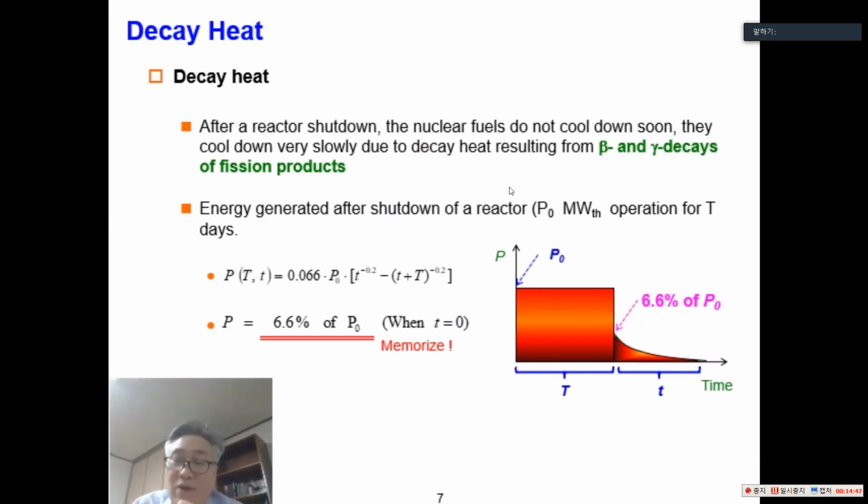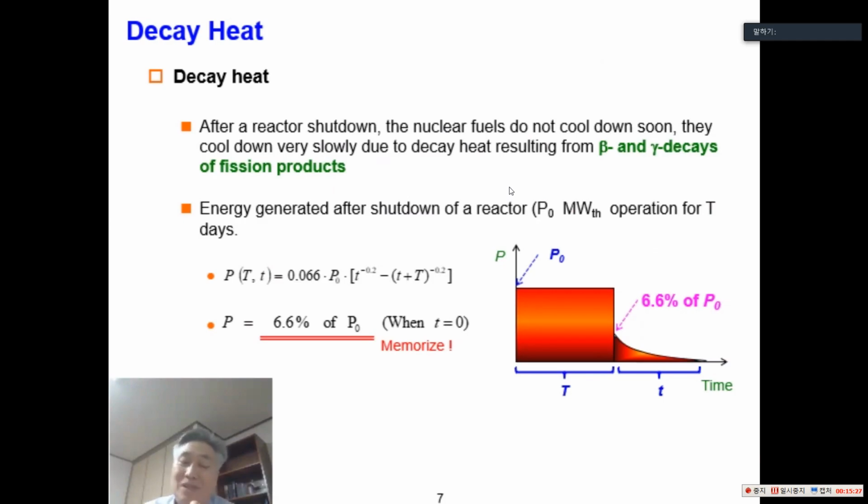So it is a very important concept in nuclear engineering, because in other plants like coal or liquid natural gas or oil power plants, when they shut down, there's no more heat generation. Okay, shut down and just extinguish the burner. There's no more heat generation. But in a nuclear reactor, even after we shut down the nuclear reactor, we have decay heat.